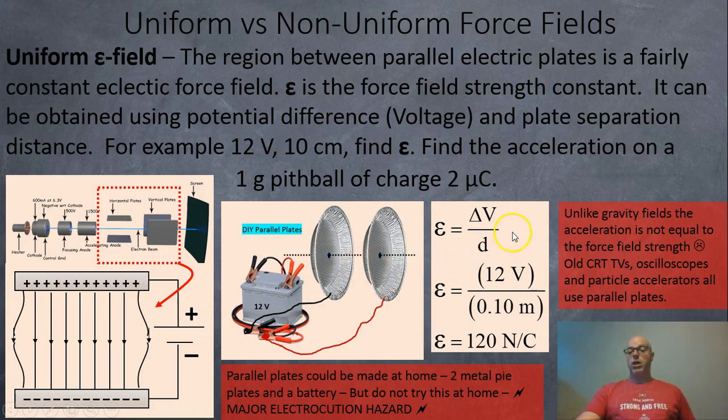Very dangerous. So to calculate the force field strength in parallel plates, it's really easy. You just find the voltage, like 12 volts, divided by the plate separation, 0.1. And we get 120 newtons per coulomb.